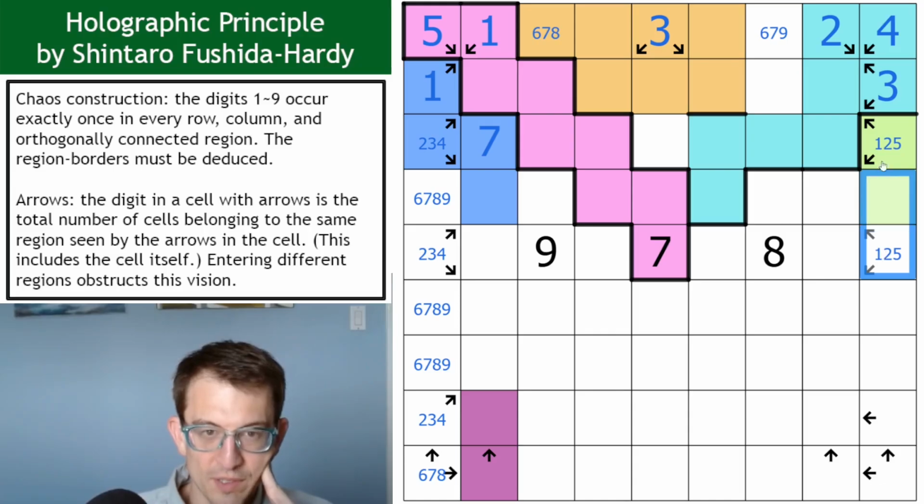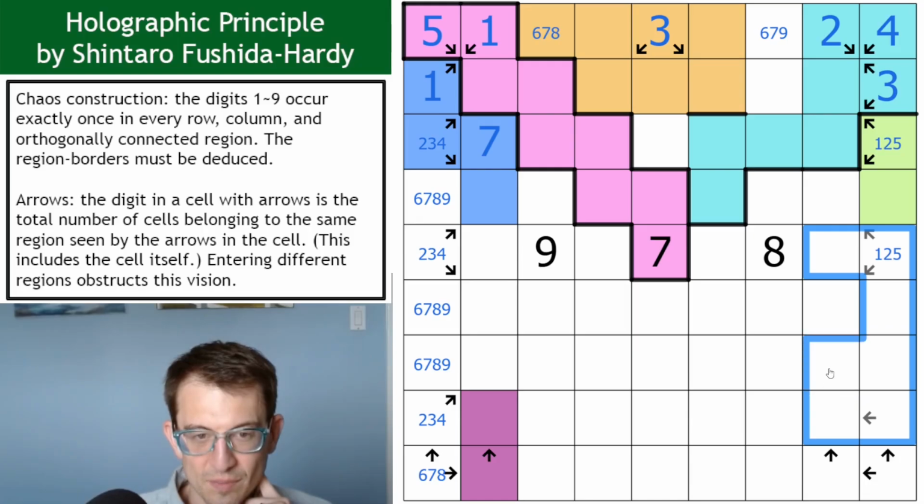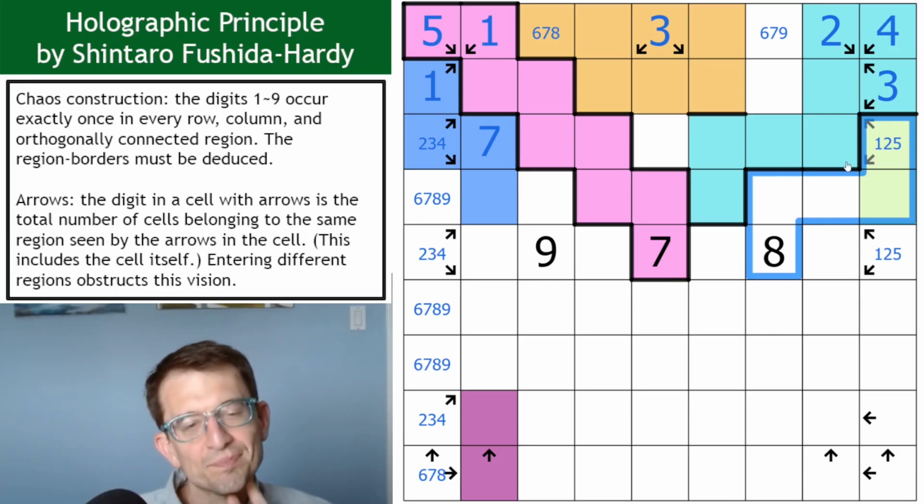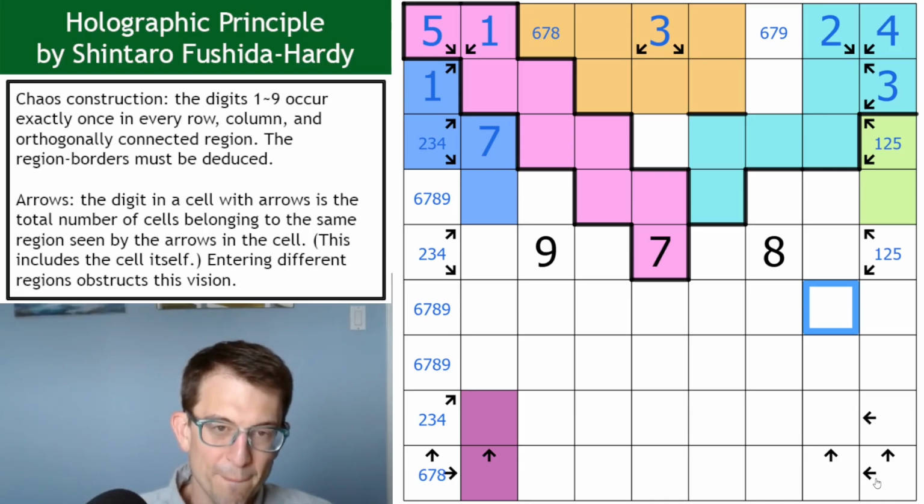I was thinking if this is a 1, this would have to grow to here, but then this would catch it. But these could be different colors. This could just do something like this. And then this could grow out like that. Okay, there's got to be these diagonals.